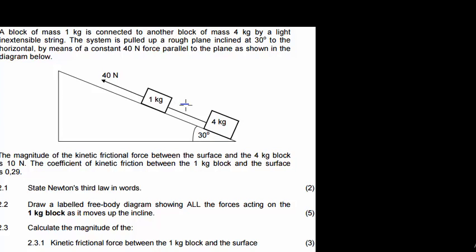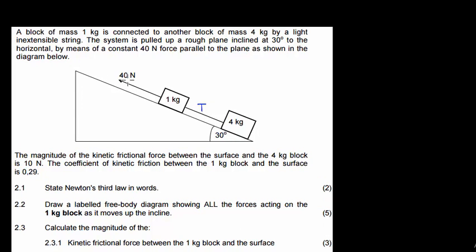Okay, so here we've got a scenario. I'll quickly read through it. We've got a block of mass 1 kilogram. It's connected to another block of 4 kilograms with a light inextensible string, which just means the rope's weight doesn't make a difference to the system, and secondly, it's inextensible. In other words, the moment that the 1 kilogram block moves, the 4 kilogram block moves, which means they will have the same initial and final velocity.